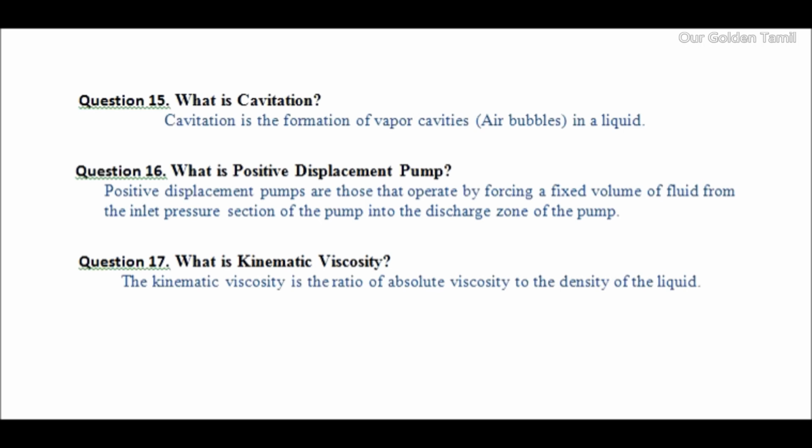Question 16. What is a positive displacement pump? Positive displacement pumps are those that operate by forcing a fixed volume of fluid from the inlet pressure section of the pump into the discharge zone of the pump. Question 17. What is kinematic viscosity? The kinematic viscosity is the ratio of absolute viscosity to the density of the liquid.